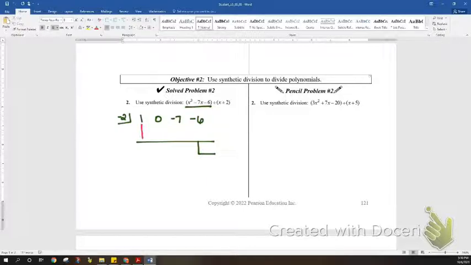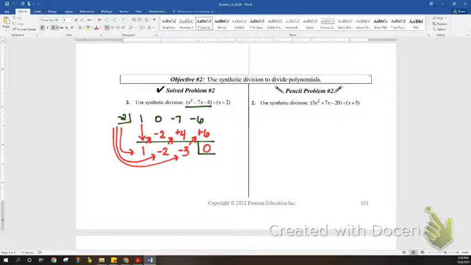So remember, bring the first number down. Multiply it times the negative 2 and put that in the next column. So negative 2 times 1 is negative 2. Combine them. 0 minus 2 is negative 2. Multiply that by the negative 2, put it in the next column, so it's a positive 4. Negative 7 plus 4 is negative 3. Multiply that by negative 2, put it in the next column, so positive 6. Negative 6 plus 6 is 0. So we have no remainder.